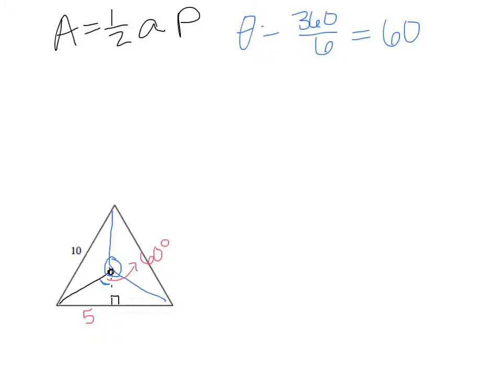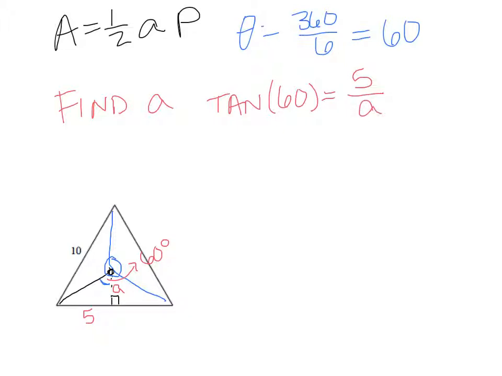So now we are going to apply some trigonometry. I want to find the apothem, and I'm given the side right there. I'm given the opposite side, and I want to find the adjacent side. So in this case, to find A, I'm going to use opposite and adjacent, which means I'm going to use the tangent function. So that means that the tangent of 60 is equaling the opposite, 5, over the adjacent, which is A, in this case, the apothem.